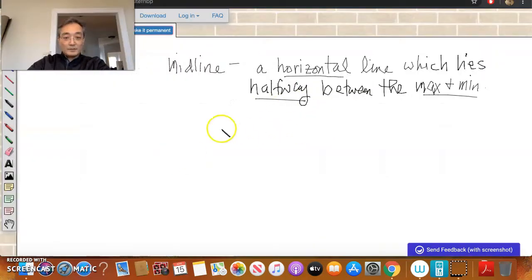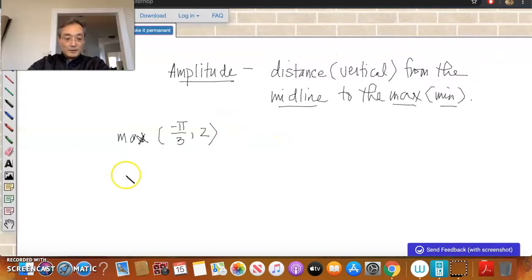The amplitude is 1.8. So if the max point is at negative pi over 3, 2, and the amplitude is 1.8, that would mean, I'll just draw a little graph here, just to give you an example.